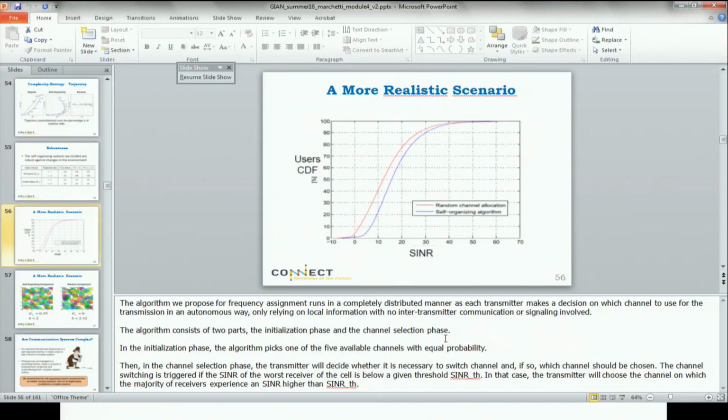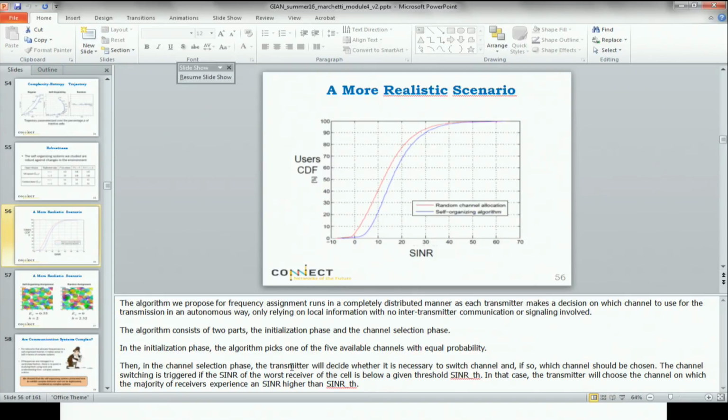We take 5 because there are these 5 times 20 megahertz frequency channel allocations in LTE-Advanced, just as a number, it doesn't matter. Then you have a second phase, which is a channel selection phase, where you decide whether it's necessary to switch the channel you picked randomly, and if so, which channel you should choose alternatively.